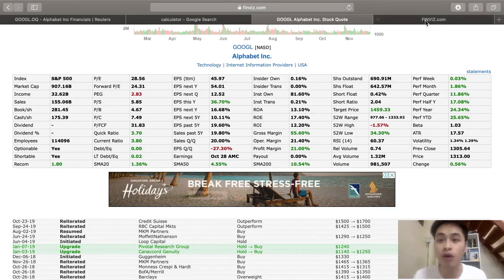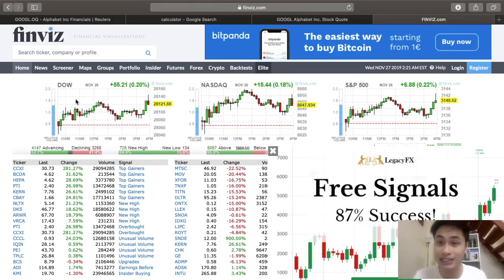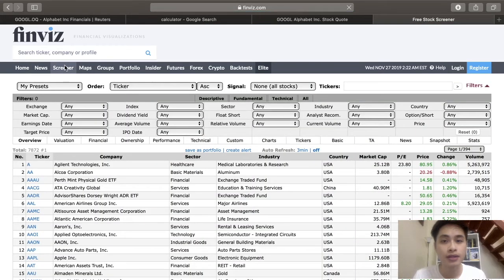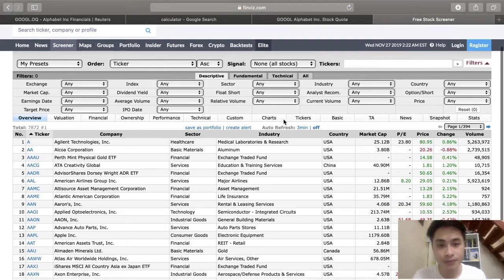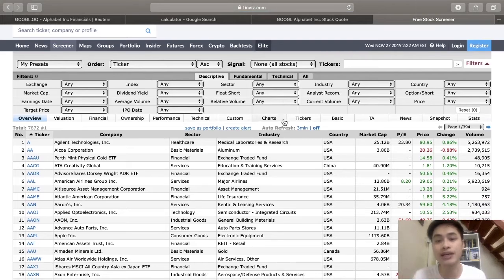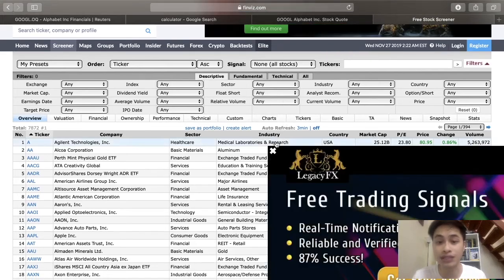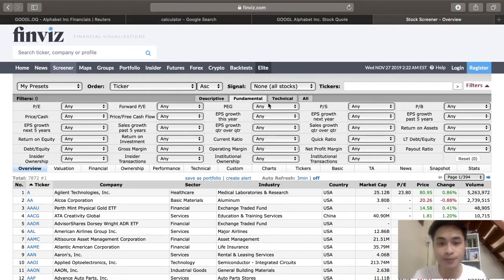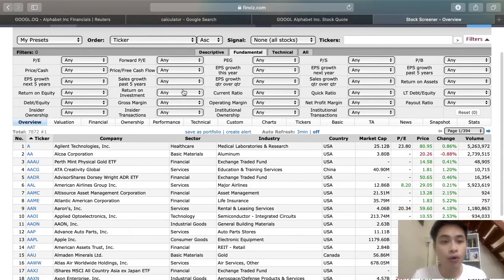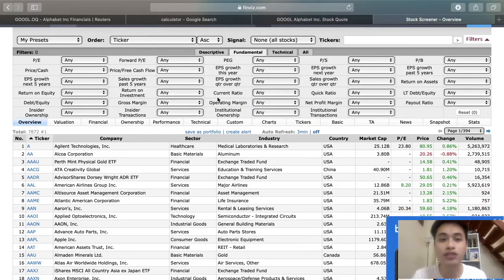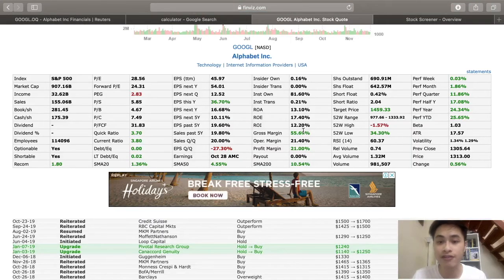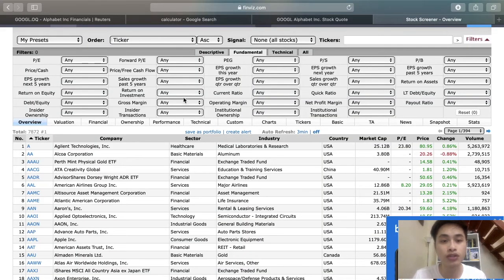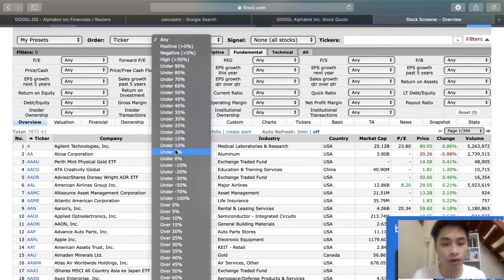What we do is we go on Finviz, which is the website that we used just now. We go on Screener. Okay, so this is a screener. A screener helps you filter out the stocks that you want to study and analyze. So what we'll do is we take a look at the fundamental. As you can see, the gross margin is over here. So what is Google's gross margin? It's 55.6%.